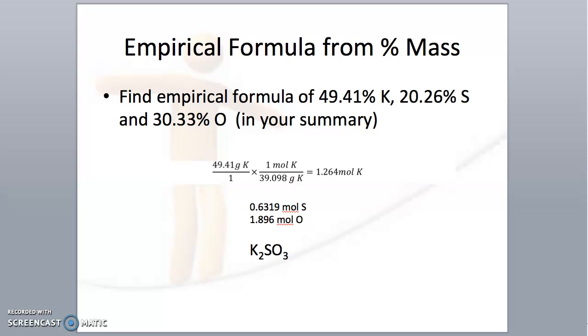Since we need a whole number ratio, we divide all by the smallest number of moles. An example of converting to moles for K is shown. If we divide all by 0.6319, our whole number mole ratio is 2:1:3, for the empirical formula K2SO3.